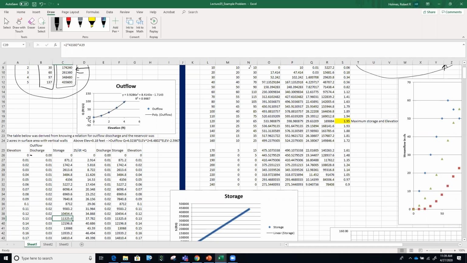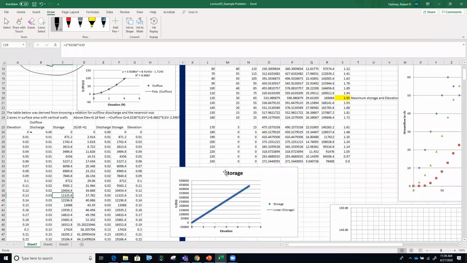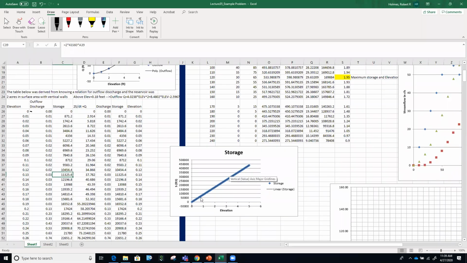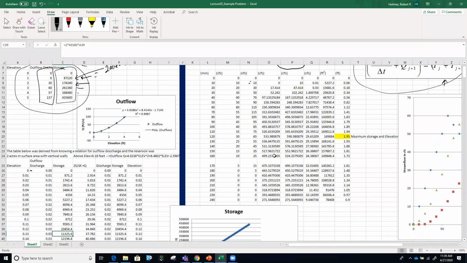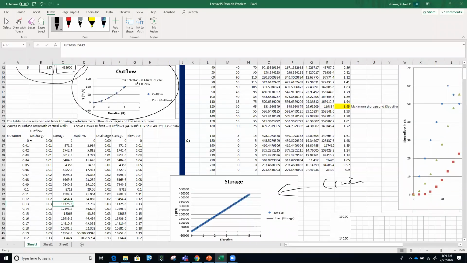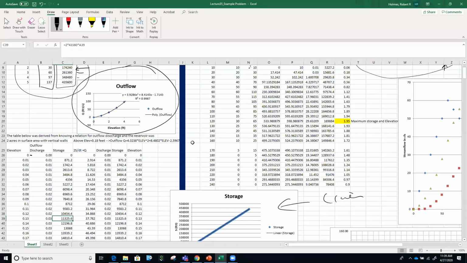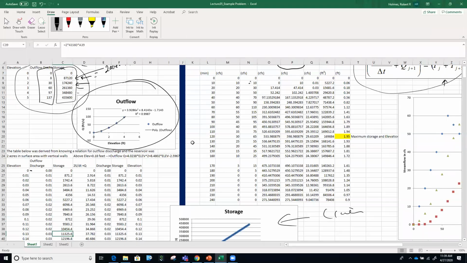If I understand what you're asking, it's why, if you look at the storage versus elevation relationship, that's very linear, whereas elevation versus discharge is not linear, right? So down here, this is linear. This is a power law. And you can see that in the raw data, every foot. That's typically the shape of these curves.